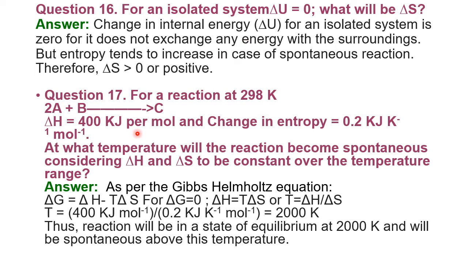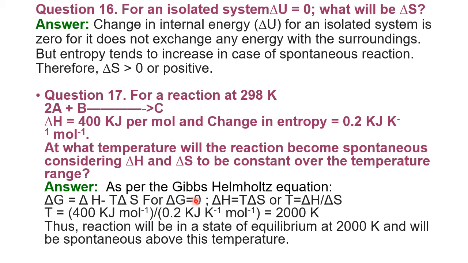Positive. Next, 2A plus B gives C. Okay. Delta H equal to 400 kilojoules per mole and change in entropy equal to 0.2 kilojoules per Kelvin per mole. Question is, at what temperature will the reaction become spontaneous? Considering delta H and delta S to be constant over the temperature range. Okay, right. For this, whether the reaction is feasible or not, we have to take care of its delta G. So delta G equal to what? Delta H minus T into delta S. Let us take that delta G equal to 0. Let us presume, for the time being, then we will come to the conclusion.